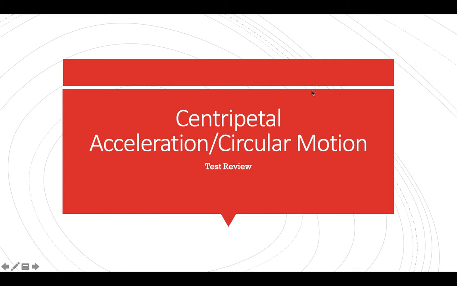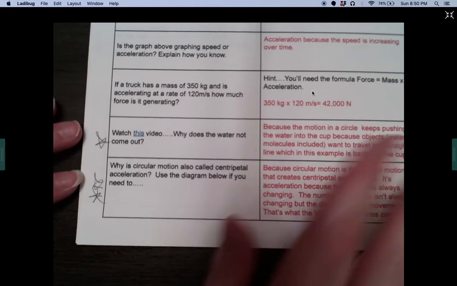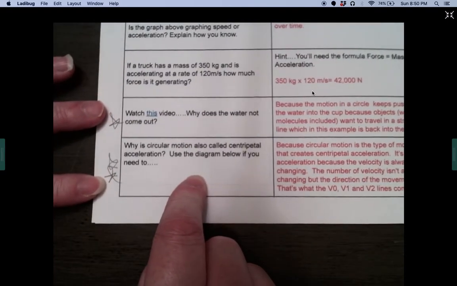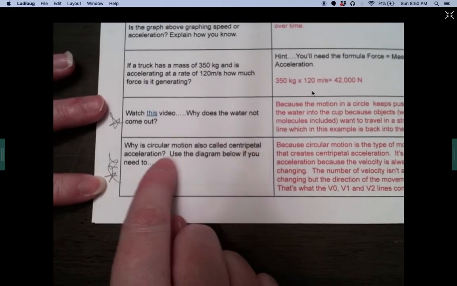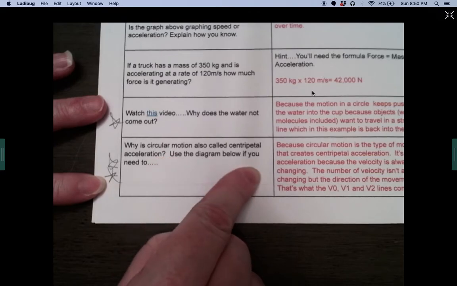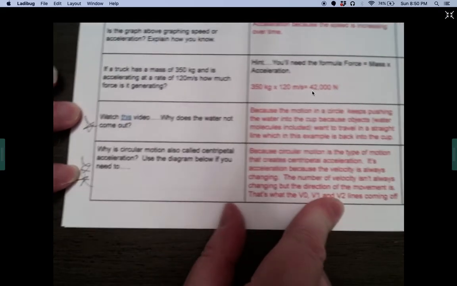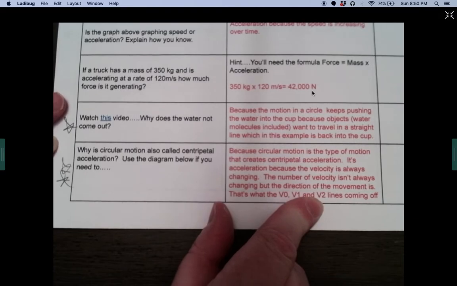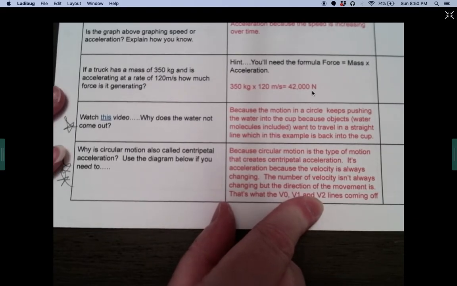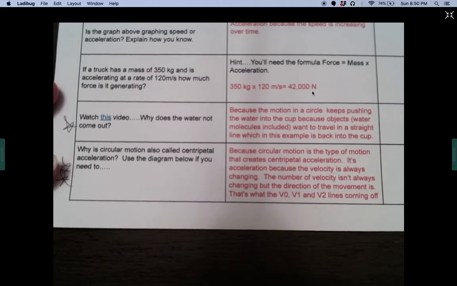Hi guys, so let's talk about the centripetal acceleration circular motion questions on your test review. If we take a look at this question down here, why is circular motion also called centripetal acceleration? Use the diagram below if you need to. Let's look at my answer first, and then we'll go back and break it down. Because circular motion is the type of motion that creates centripetal acceleration.